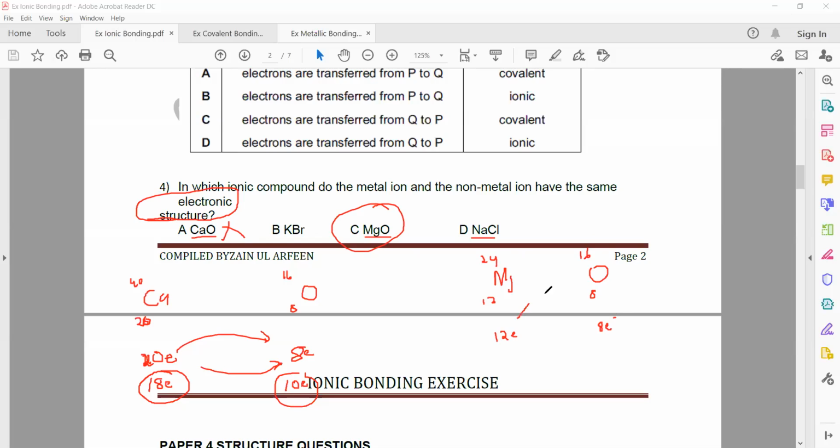Magnesium loses electrons, oxygen gains. Magnesium belongs to group 2, so it should lose 2 electrons. So how many electrons will magnesium have after transfer? It will have only 10 electrons. In the same way, oxygen gained electrons: it was 8, it gained 2, so it will also become 10 electrons. So now you can see the number of electrons in magnesium is the same as the number of electrons in oxygen. So which of them have the same electronic structure? C is the right answer. Is it clear?